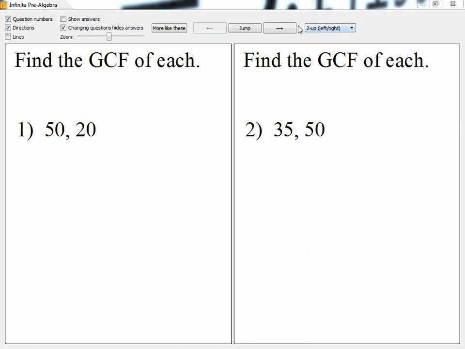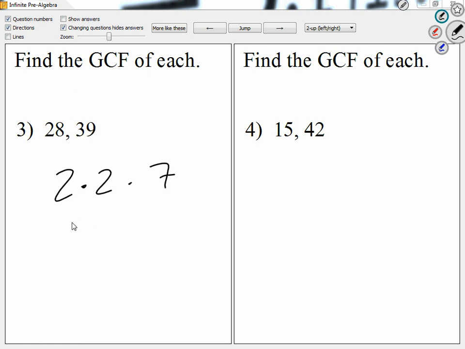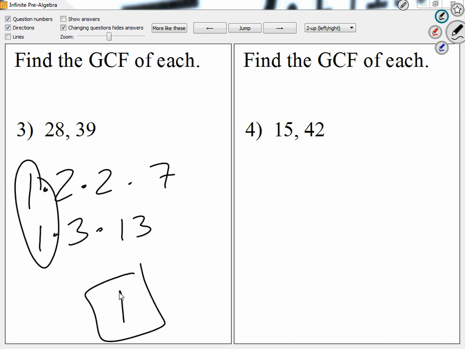Let me take a look at something like number 3. Prime factorization of 28 is 2 times 2 times 7. 39 is 3 times 13. Do we see anything in common? No. So, since we don't see anything in common, I can technically multiply both of them by 1, because when I multiply by 1, I don't change anything. Now, what's the greatest common factor? 1. Now we see something that they shared, so 1. If we don't see anything that they shared to begin with, there's always a 1.